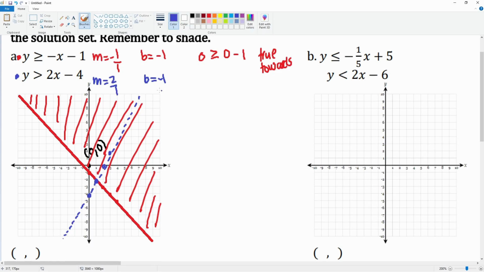Then let's do the blue one. We plug in a 0 for the y and a 0 for the x. Is this true? 0 is greater than -4, so we put true, so we go also towards it.